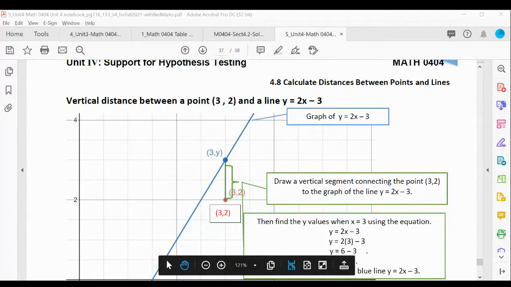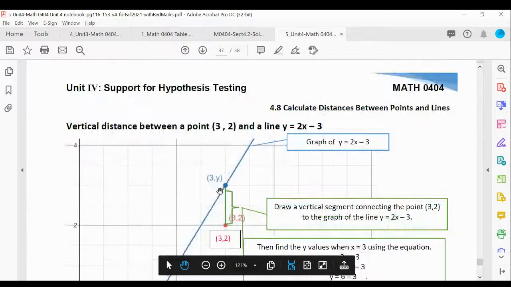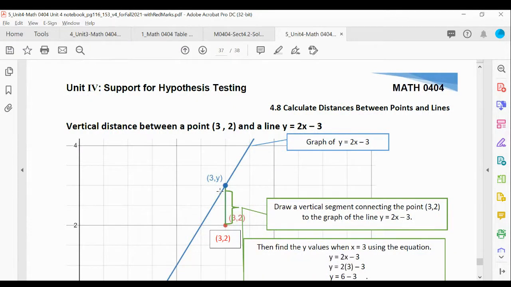All right, welcome to the last video of your notes for Math 0404. This is section 4.8, calculating distances between points and lines.